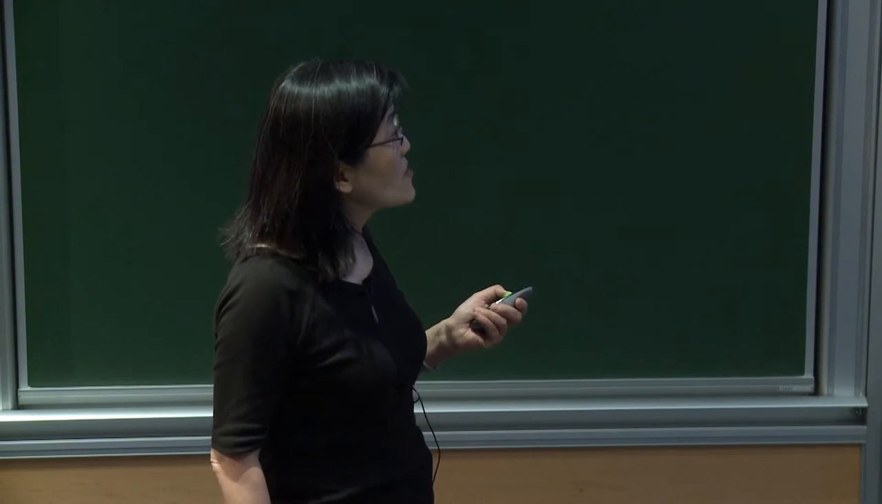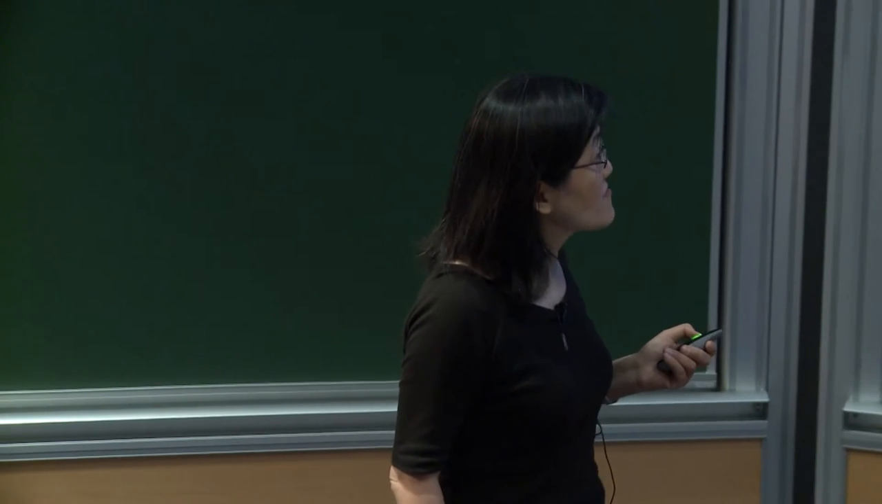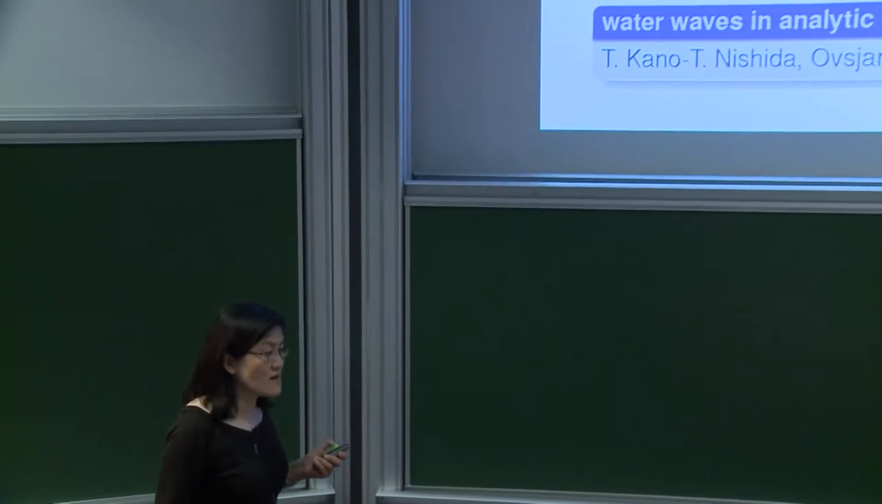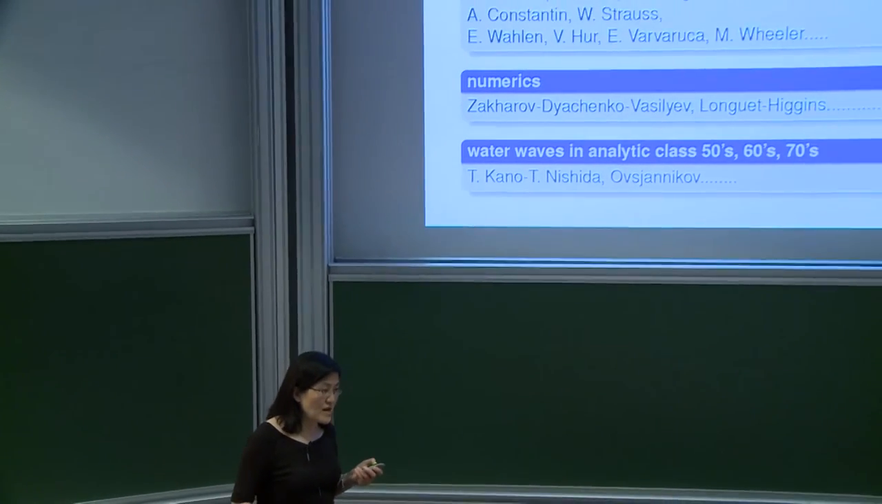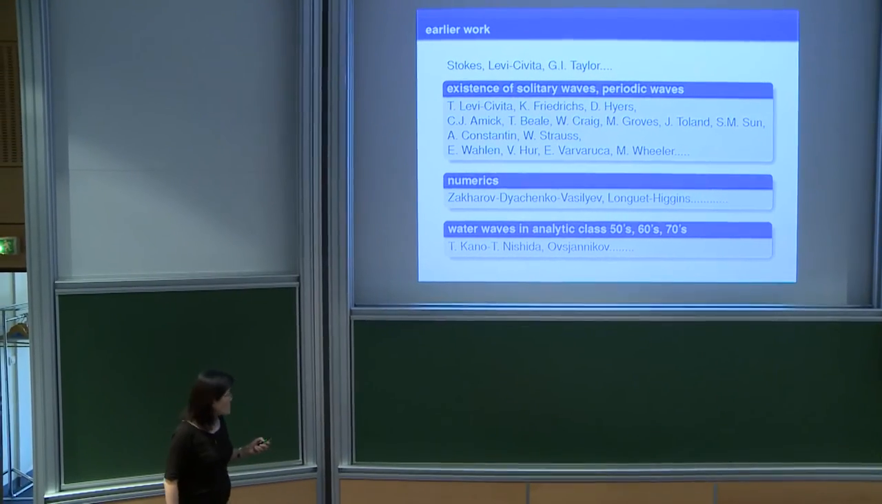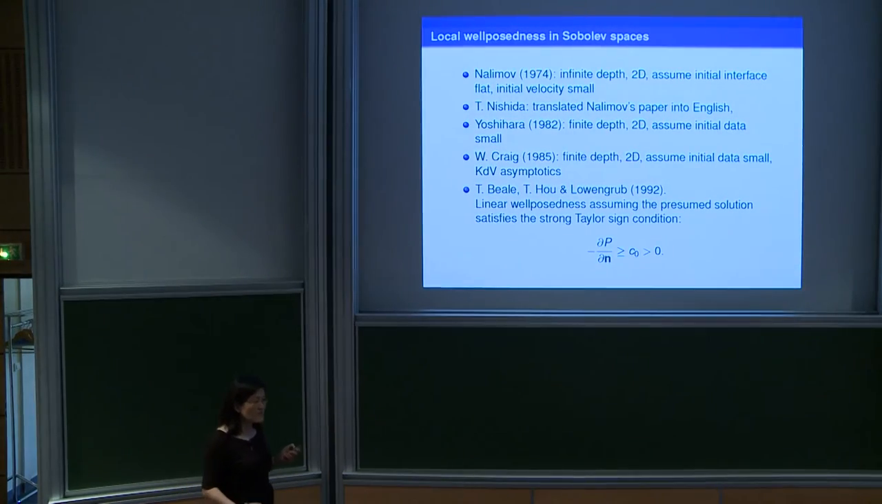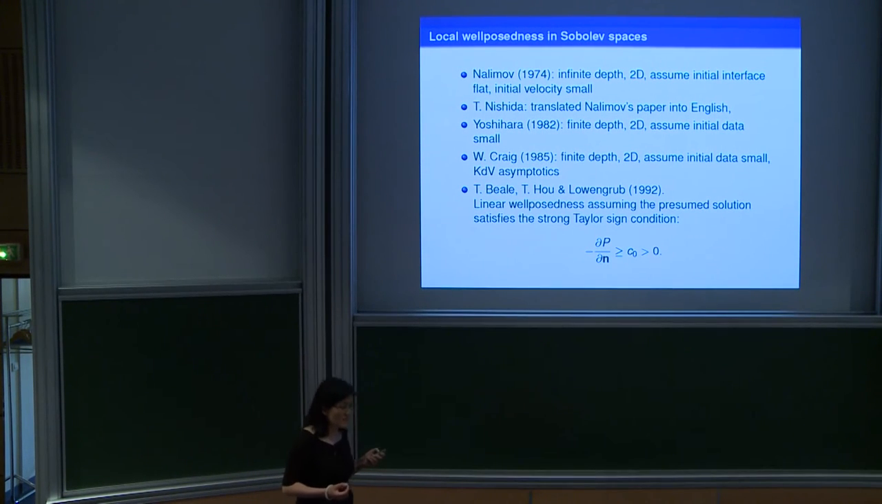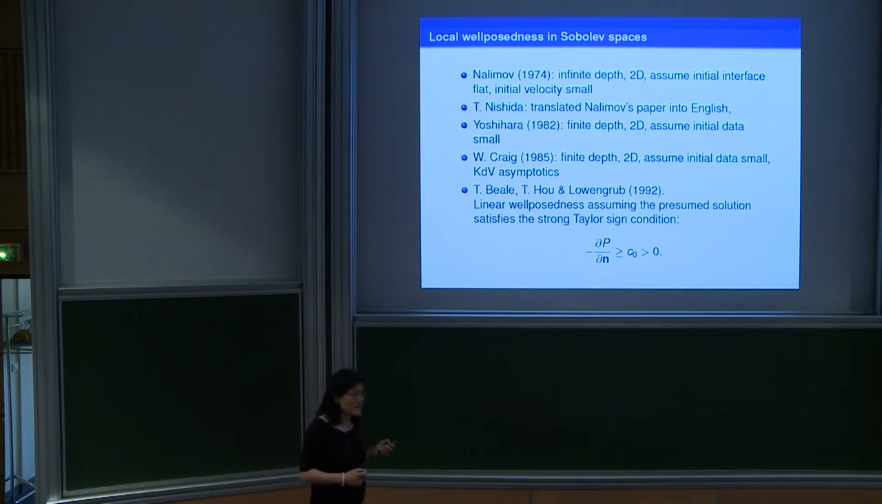And we have the work of Kano, Nishida, and of Sannikov. Okay. So the reason that the work was done only in the analytic class for the time-dependent problem is that if you really want to work in the Sobolev class, you have to understand the nature of the quasi-linearization of the equation. Okay. So whether this equation is hyperbolic type or elliptic type, right?